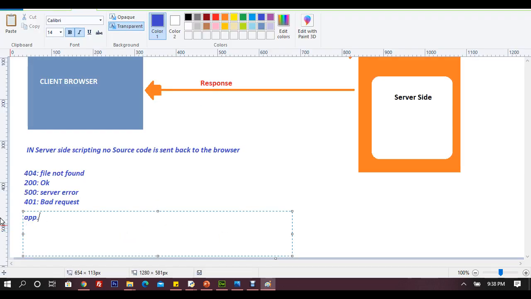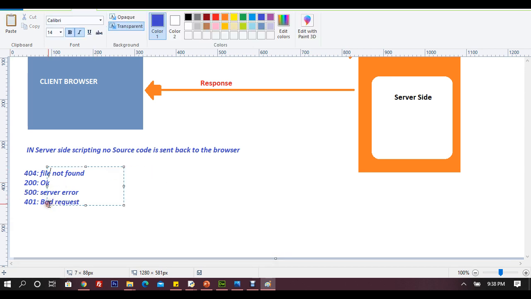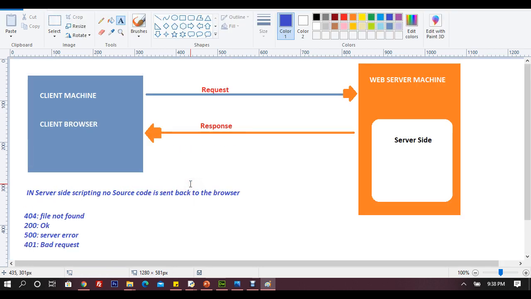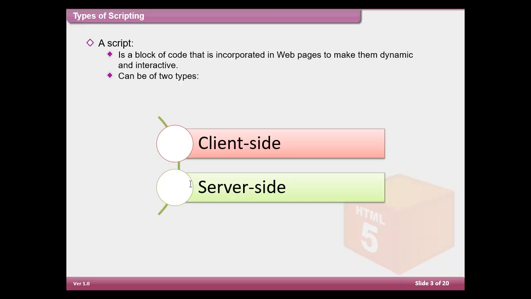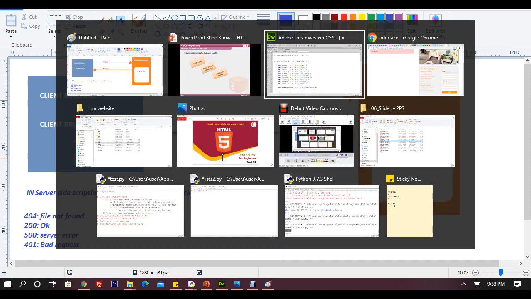Now, what is JavaScript? JavaScript is a client-side scripting language wherein the browser is interpreting the code written, not compiling it, right? Okay, script, client-side and server-side. Let's move on. JavaScript provides the following benefits. Handle events. We know that we can create an on-click event. We can create an on-change event, just like this. So let me show you.